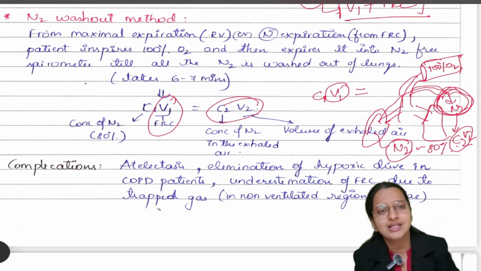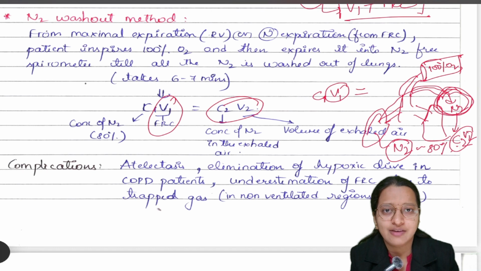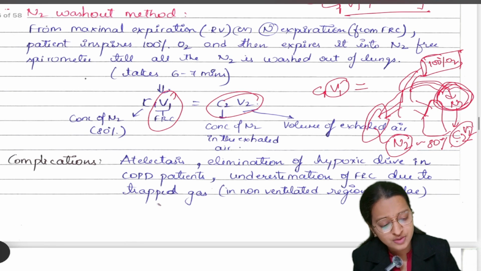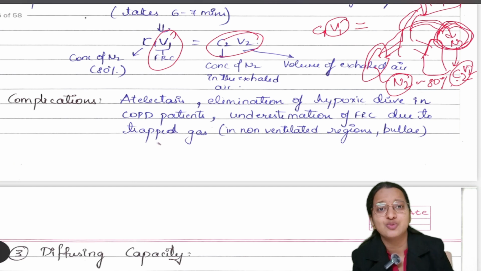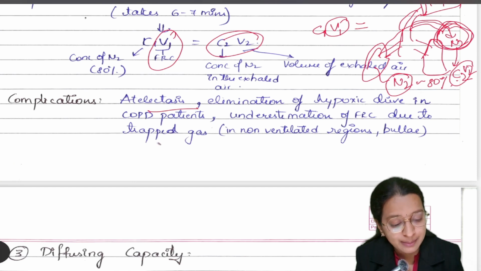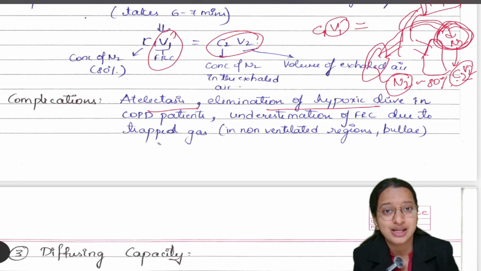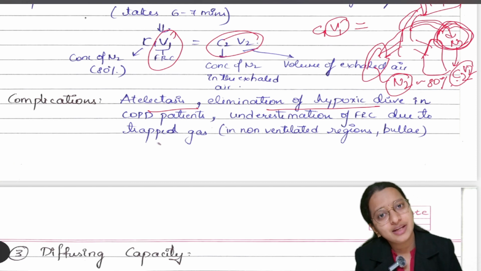So these two are the methods to calculate FRC, along with whole body plethysmography. By doing this, the complications would be atelectasis, absorption atelectasis, and elimination of hypoxic drive, which, especially in COPD patients, would be very much harmful. And even if we take the risk, there would be underestimation of FRC due to trapped gases.